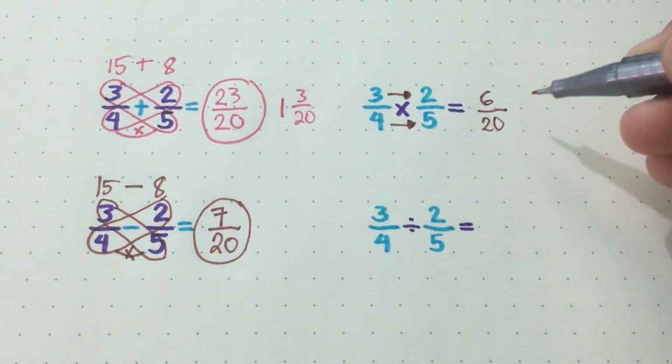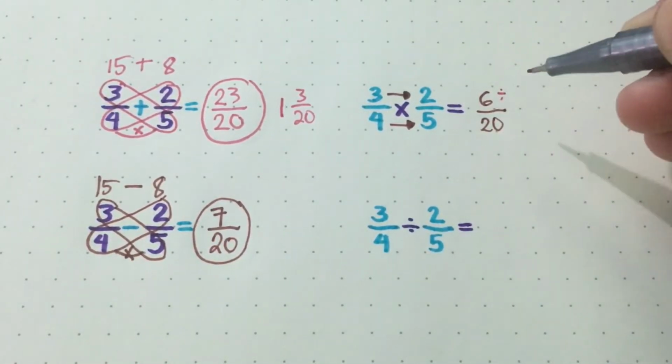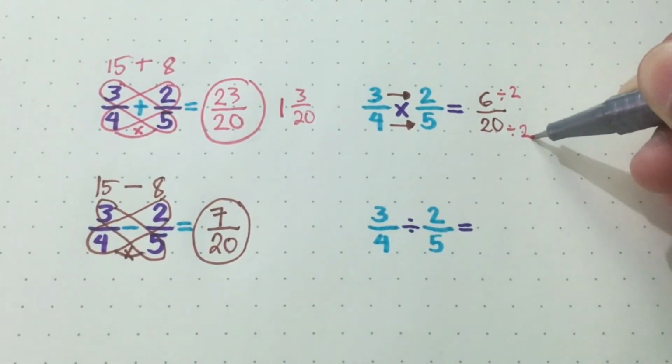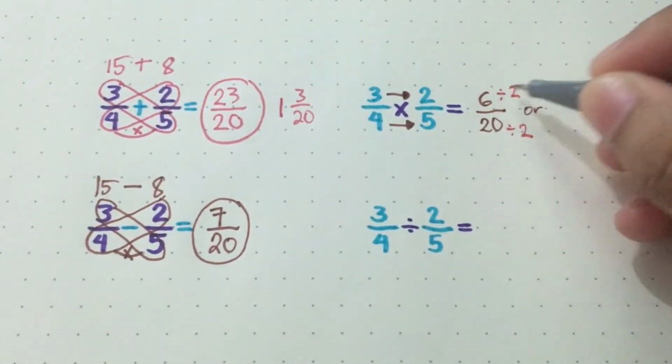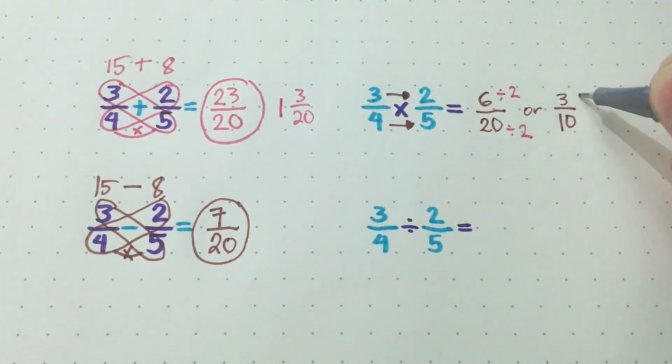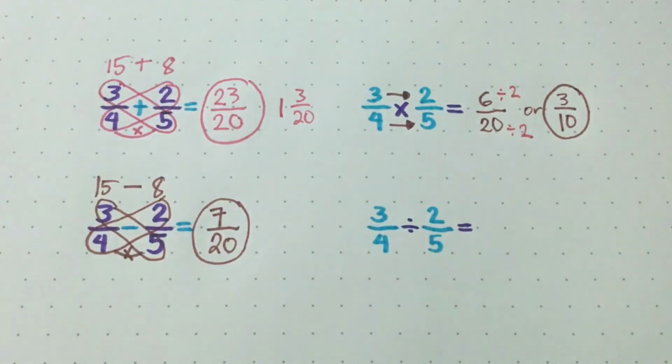So the 6 over 20 can be simplified. You may just divide both the numerator and the denominator by 2 because 2 is their GCF. So 6 divided by 2, that is equal to 3. And 20 divided by 2, that's 10. So we got 3 over 10.